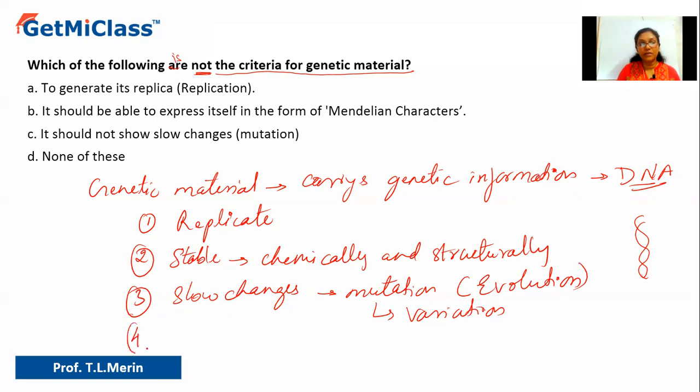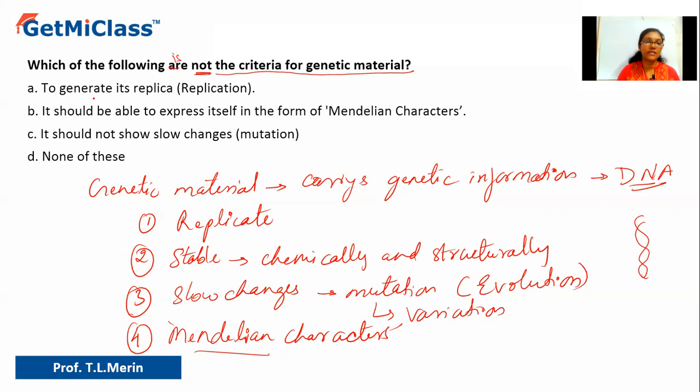And also, the fourth one: it should be able to express itself in the form of Mendelian characteristics. So it should follow the Mendelian characteristics. As Mendel says, the characteristics are transmitted from the parent to the offspring. So it should be able to transfer the characteristics as described by Mendel. That's why we call them Mendelian characters. So these are the important aspects or criteria to consider something as genetic material.